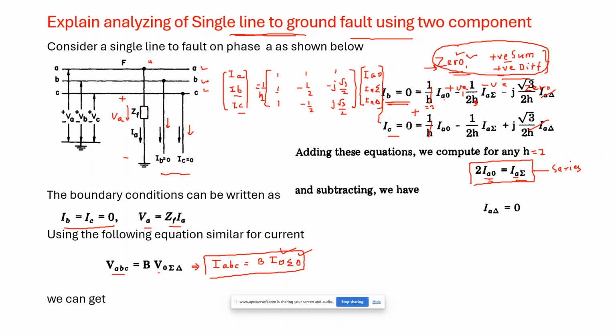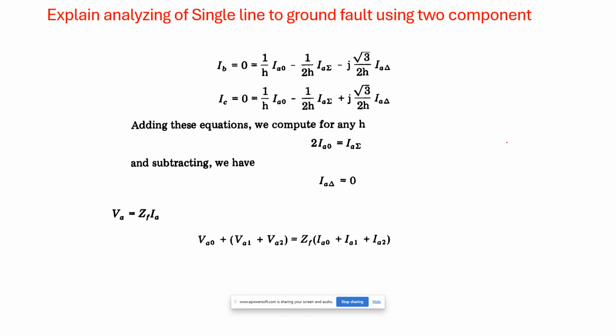Then if you subtract these two equations, IB minus IC, we can see here that IA delta is equal to 0. IA delta equal to 0. What it indicates is that the positive difference equation is not existing. So these two equations give us the idea that positive sum and zero sequence are connected in series, and there is no positive difference equation.